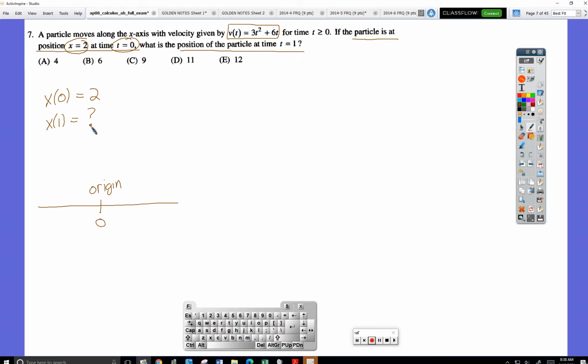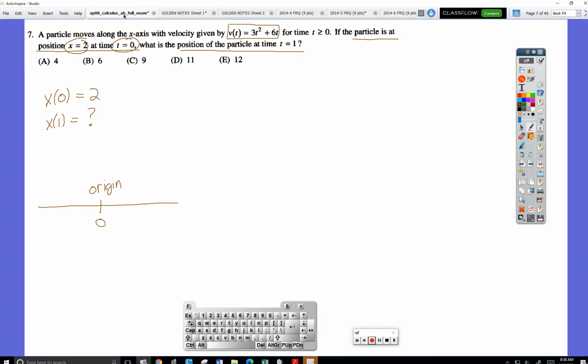Okay. Look, golden notes. Most important box on the golden notes right here. They're giving you a rate. Velocity is the rate at which position changes. They're asking for an amount. They want a position. Therefore, fundamental theorem. So come back to here. I write down the fundamental theorem as it applies to this problem. I want to integrate from time 0 until time 1.